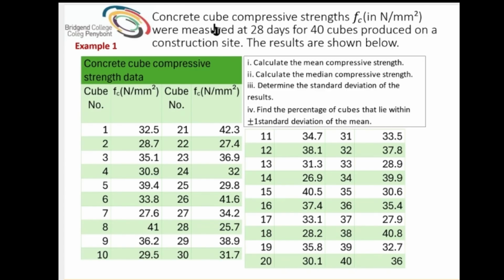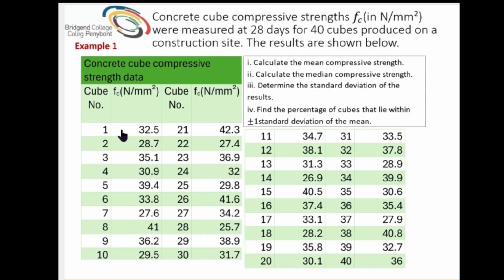Concrete cube compressive strength. This compressive strength is a mechanical property for specific samples. In this example, concrete cubes were measured at 28 days for 40 cubes. So there are 40 cubes here. You'll find 40 samples, 1 to 10, here from 21 to 30 samples, and then 31 to 40 samples.